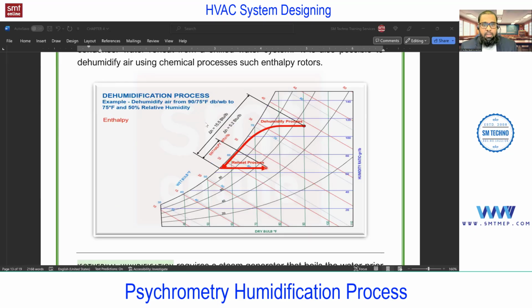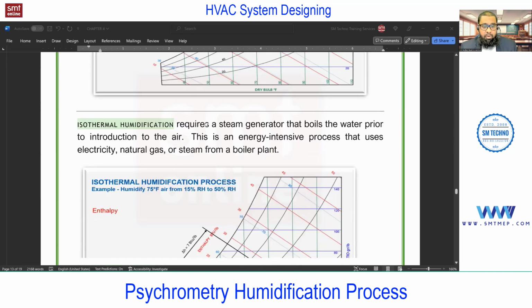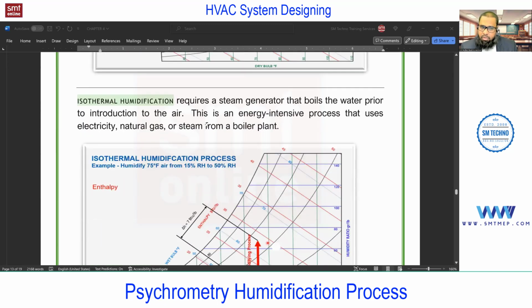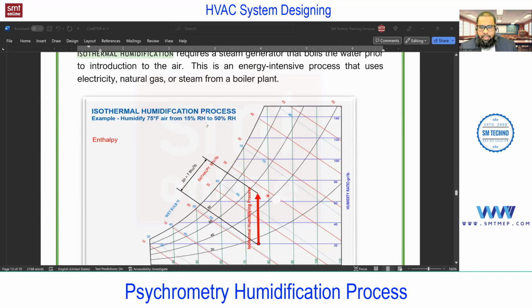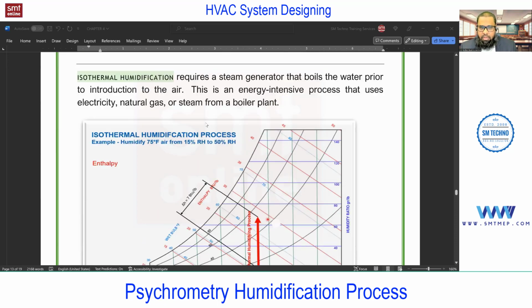Next, the next process is isothermal humidification. Isothermal refers to what? Constant temperature. Right, constant temperature. Humidification means adding the moisture. So first of all, we'll discuss how we can add the moisture. So we can add the moisture in different ways.